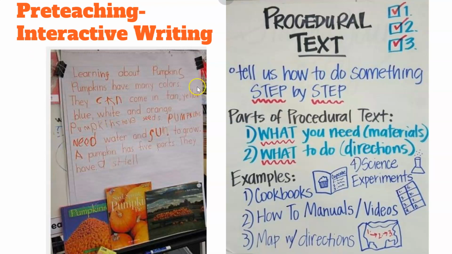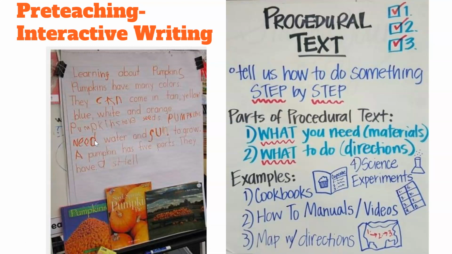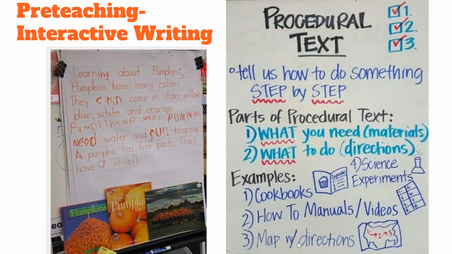On this first anchor chart, you can see what the teacher has written and what the students have written. And so that is writing together. You're pre-teaching them how to write this specific genre. So this is informational. You're teaching them how to write the specific genre, but it's not independent yet. Okay. And the next one, the procedural text, are things like how-to books, how-to videos, and cookbooks.